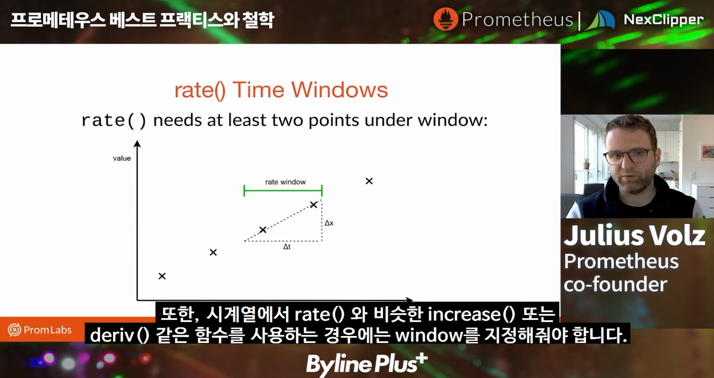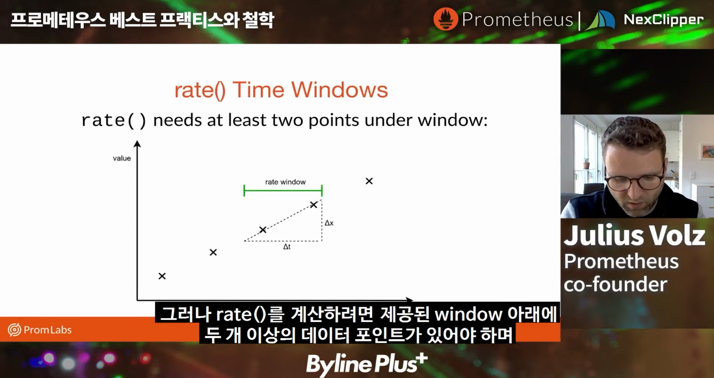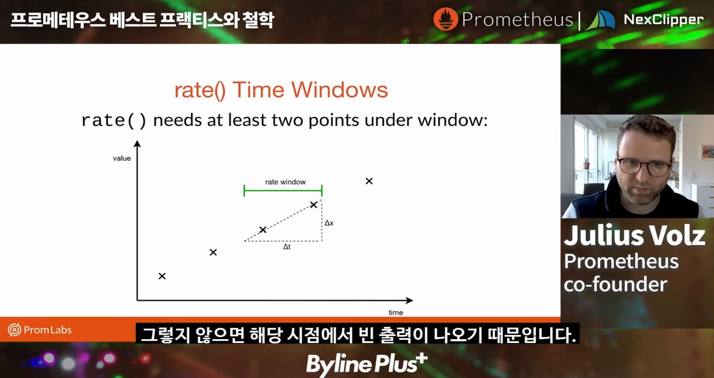Another thing: when you have rates or similar functions like increase or deriv over a time series, you have to specify windows. I'll stick to the rate example here. So you have to specify what time window to calculate the rate over. But in order to calculate a rate, you need to have at least 2 data points under the provided window. And you need to make sure that that always is the case, because otherwise you will get an empty output at that point in time.